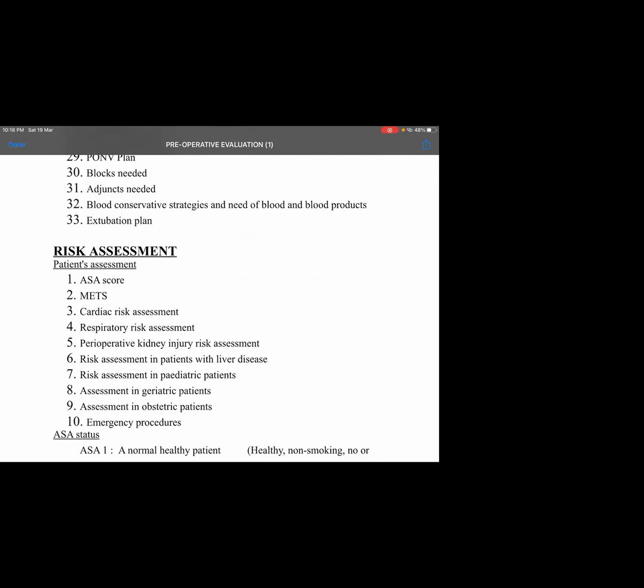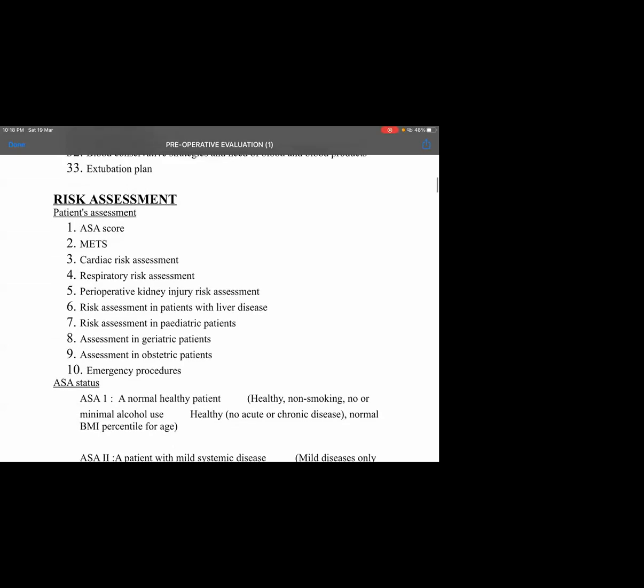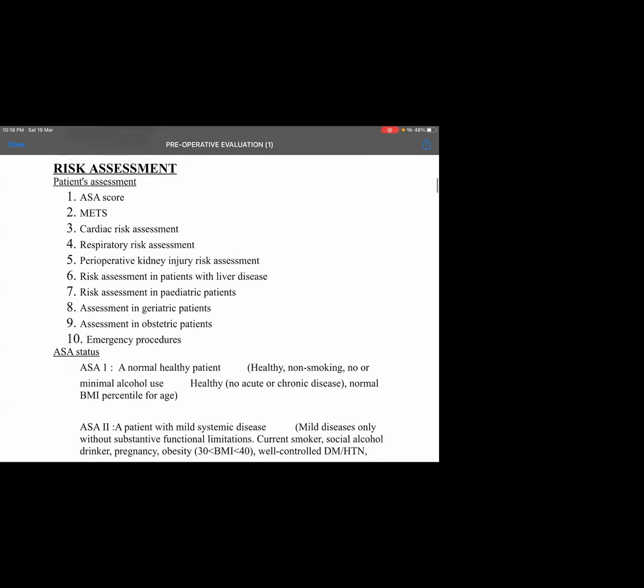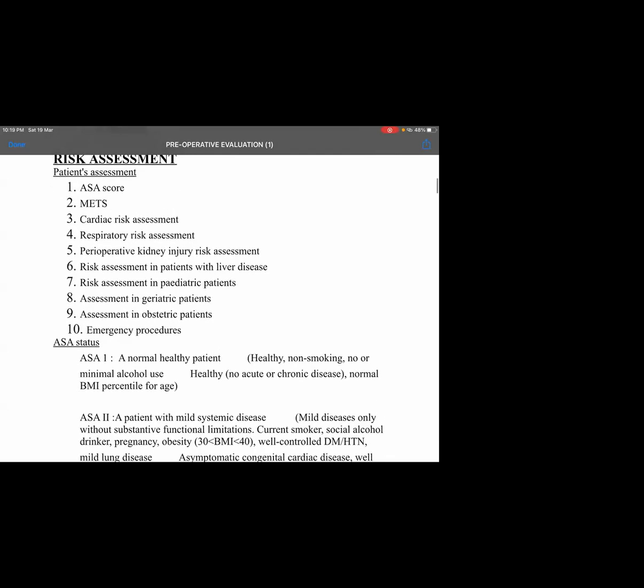First of all, when we discuss risk assessment, in this risk assessment we have the patient's assessment according to ASA, the American Society of Anesthesiologists scoring system, METs scoring, and cardiac risk assessment. Further on, we will discuss these in detail. Today we will discuss ASA scoring, METs, and cardiac risk assessment in detail, because our topic is cardiac risk assessment in preoperative evaluation.